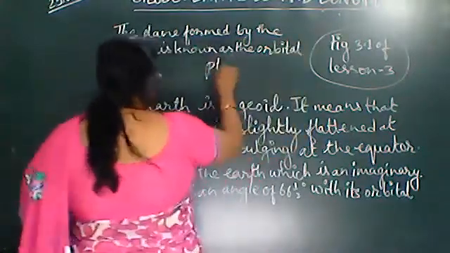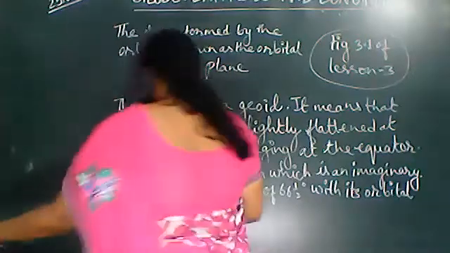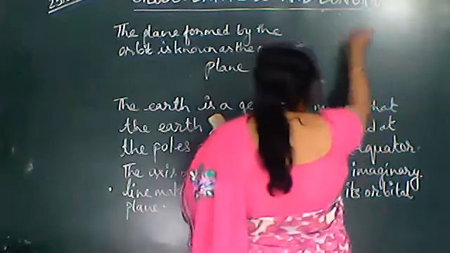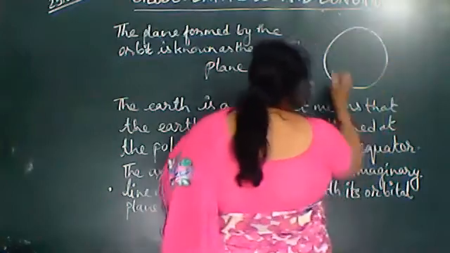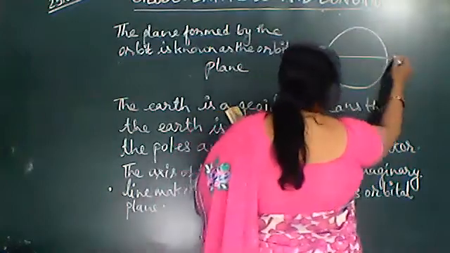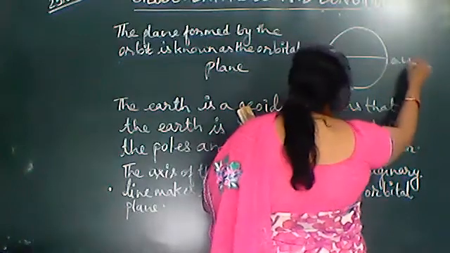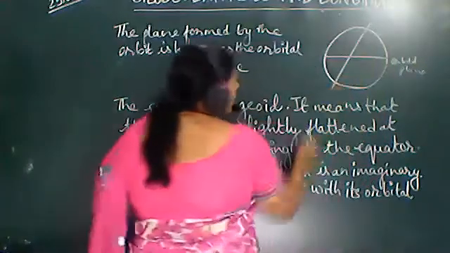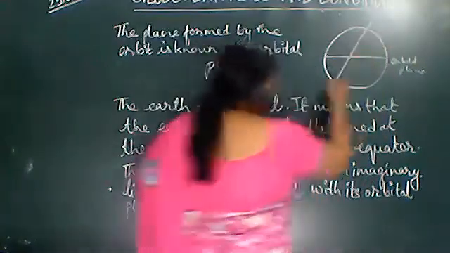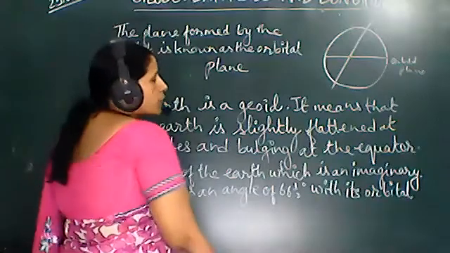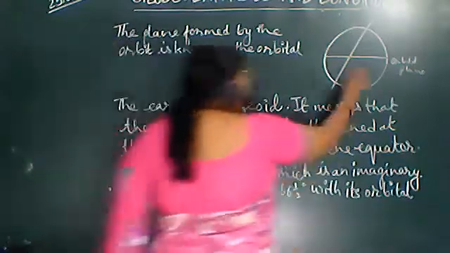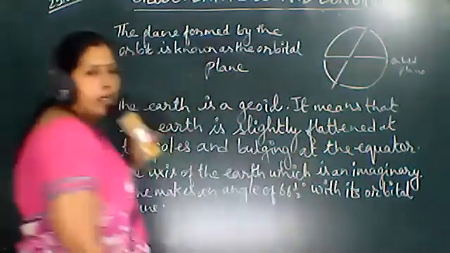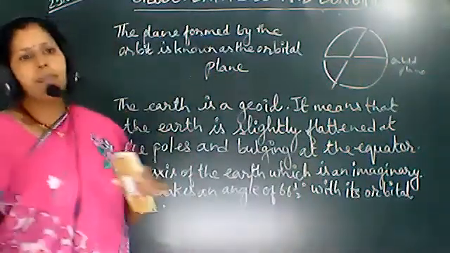And this we have just now understood from the diagram that I have drawn. This is the orbital plane, and this is the inclination. This is the inclination of the Earth's axis. So we see that this is the orbital plane, and the axis is inclined at an angle of 66.5 degrees.